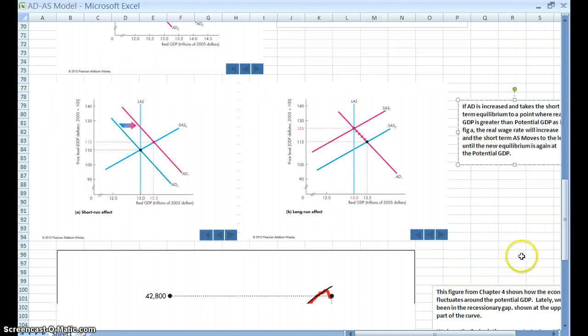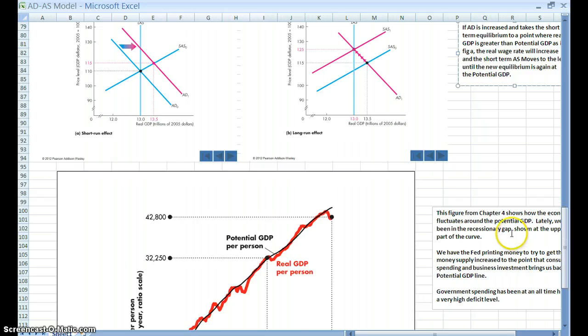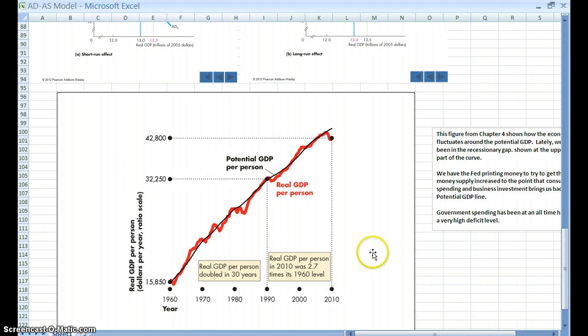This all ties into this chart that I showed earlier to you, which is here's the potential GDP per person, the black line, and here's the red line, which is our actual real GDP per person in this country. And you can see that we bounce around the full employment line, the potential GDP line. We bounce around from it. We're about as far away from it now as we've ever been. We are under full employment by a lot.